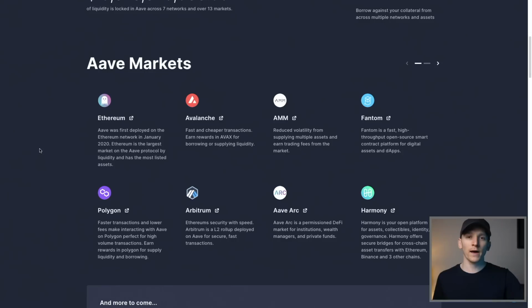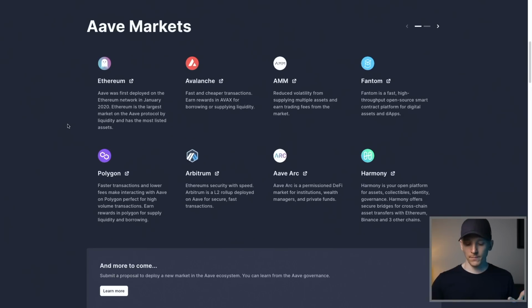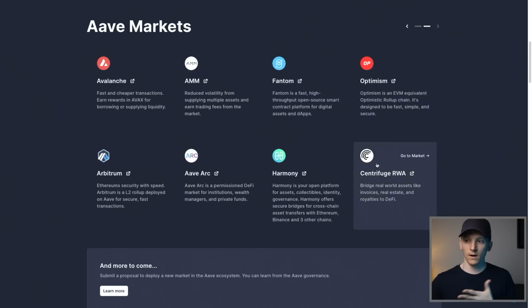Aave is a cross-chain protocol, meaning that it uses many different blockchain networks. All of these are compatible with EVM networks. So you have Ethereum and then other networks that use the EVM model. You can very easily see them on the main page. You have the Ethereum market, then Avalanche, Polygon, Arbitrum, and then Fantom and Harmony. And if you click on the right-hand side, you can see a couple more here.